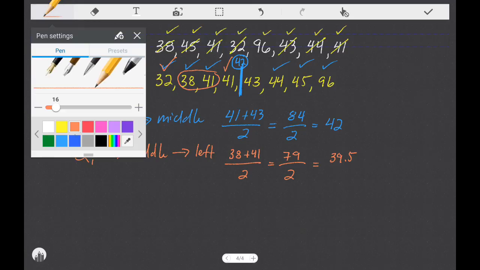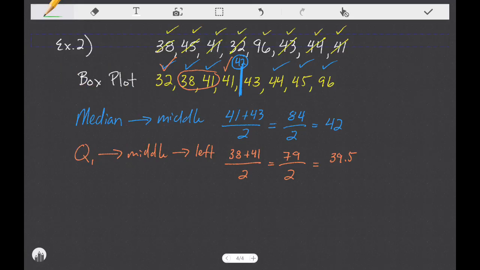Now I want to find the last one here, which is going to be our quartile 3, which again is the middle of the right hand side. And again, because 42 is my median, I can check off 43. So I'm going to check off 43 and 96, and I'm stuck between 44 and 45. So I want to go ahead and find that average. Go ahead and add those up, and it looks like I'm going to get 89.